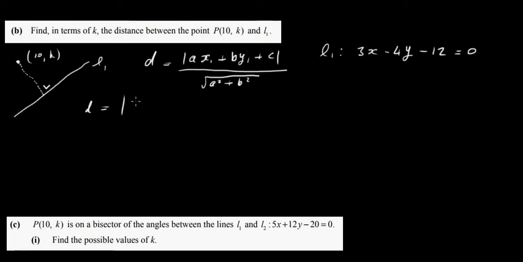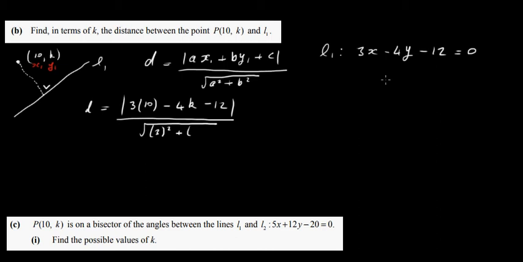So if we substitute that in here, we get 3 times x. Now there's going to be x1 here, which in this case our x1, y1 is here. So we put 3 times 10 minus 4 times our y. In this case our y1 is k, so it's going to be minus 4k. It's going to be minus 12, and then all of that is over the square root of a squared. Well, our a is 3, so it's going to be 3 squared, plus our b is minus 4, and we've got to square that.